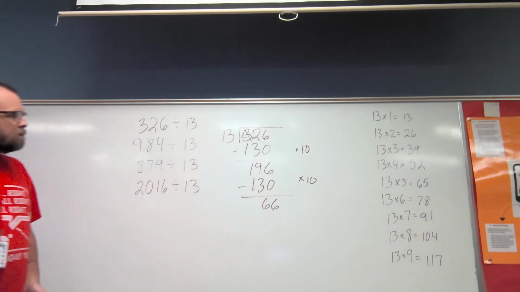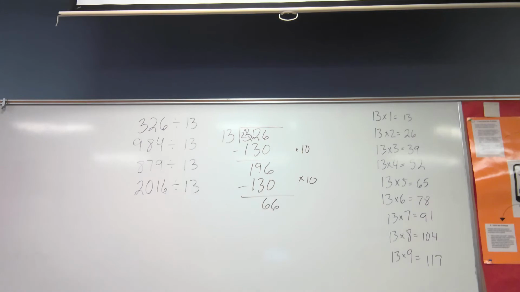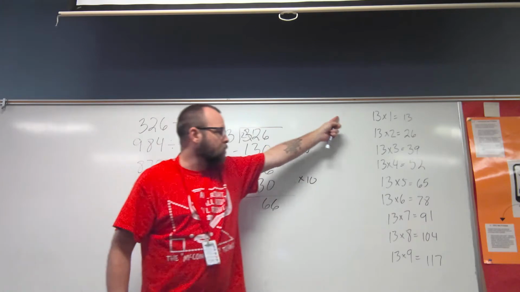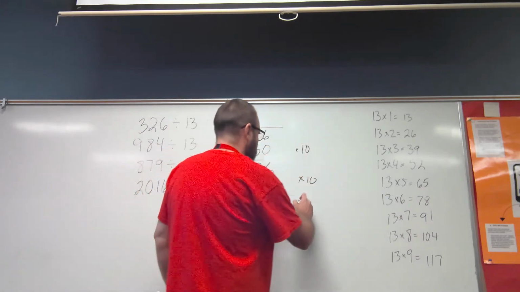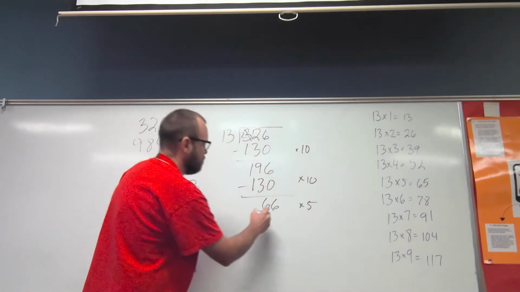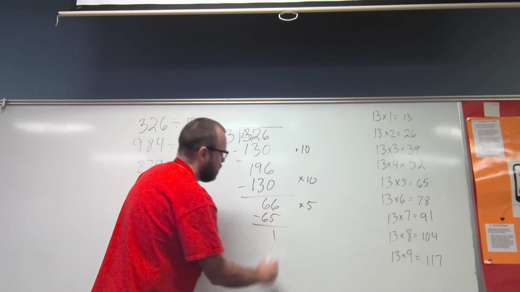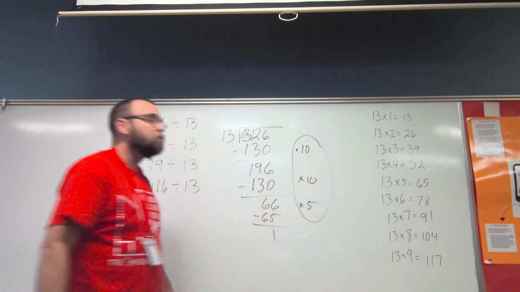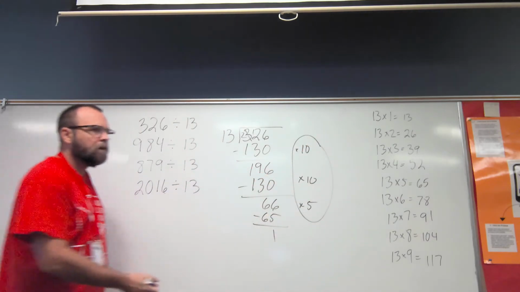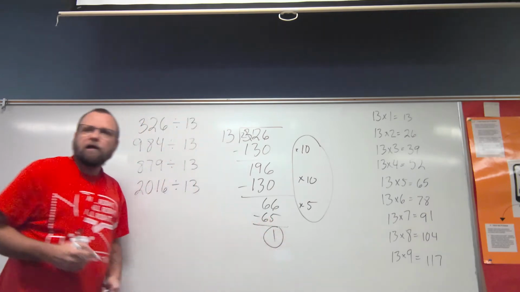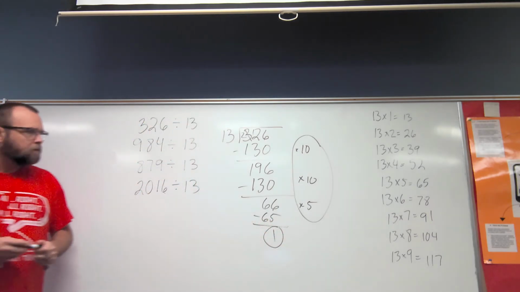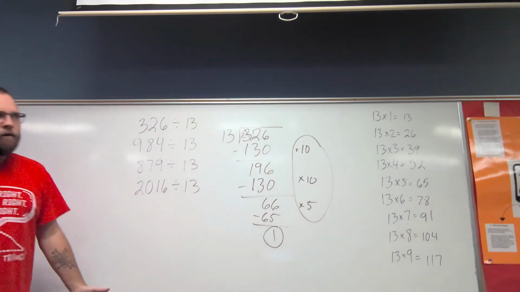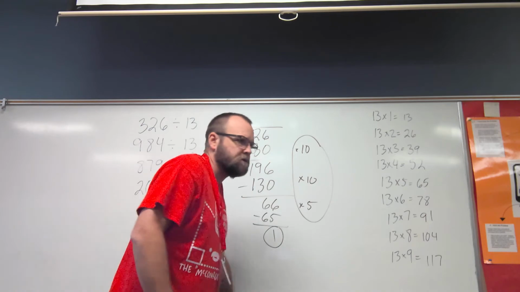66. Can I do times 10 again? No, because it's lower than 130. But I can go back over here, and I know I can do times 5, because times 5 is 65. And that gives me 1. So now this is my answer, 10 plus 10 plus 5, which is 25, which is what we got, plus this 1 left over. And again, that didn't take much math. Once I did this, it didn't take much extra thinking.